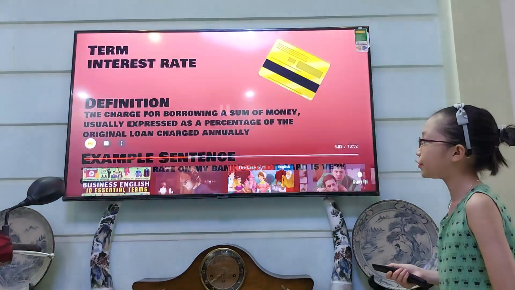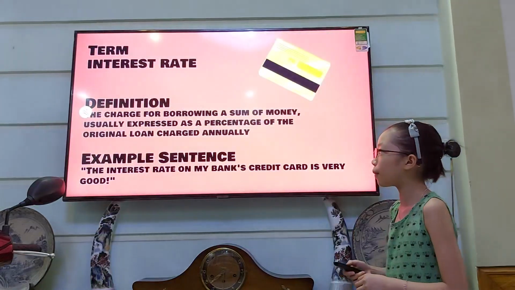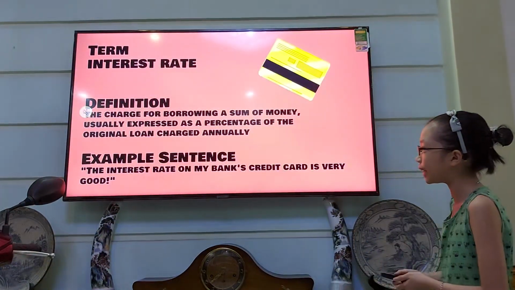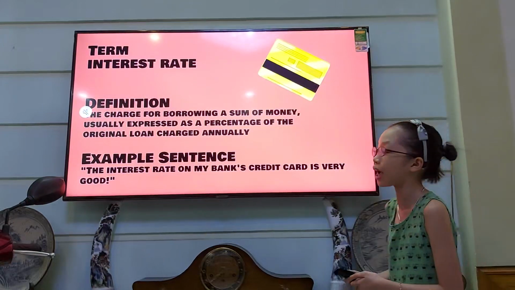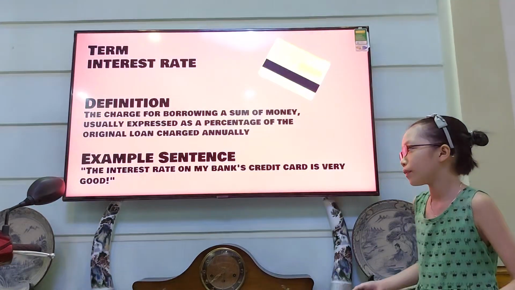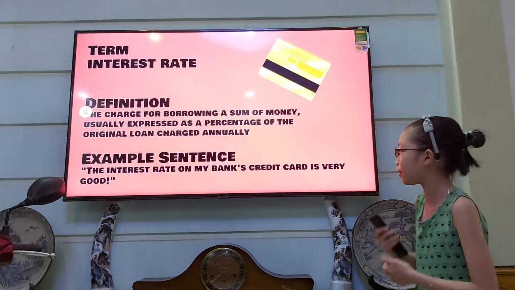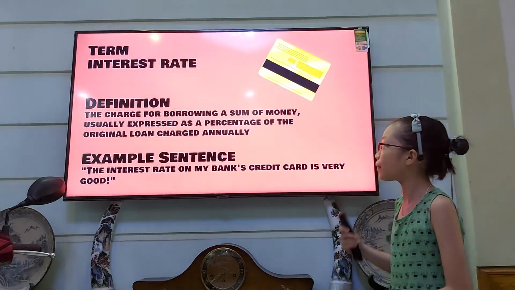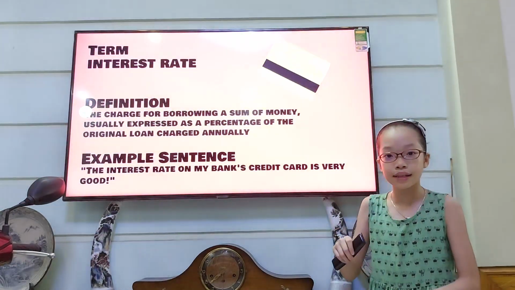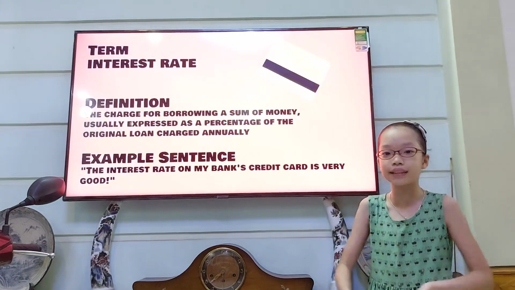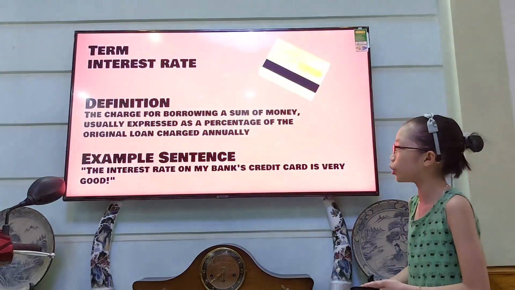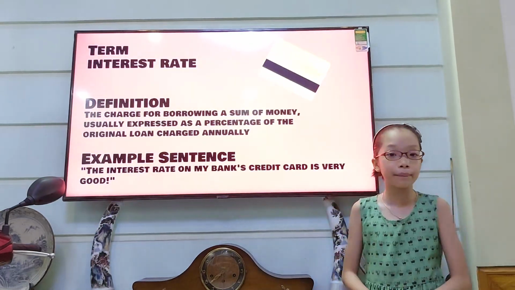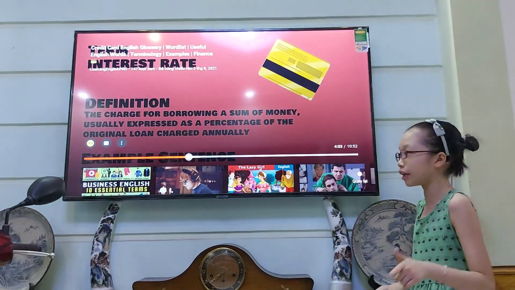We have interest rates. It is the charge for borrowing a sum of money, usually expressed as a percentage of the original loan, charged annually. So for example, "The interest rate on my bank's credit card is very good." The interest rate is usually expressed as a percentage, like 50%, 100% of the original loan charged annually. So the rate now is really good. You're happy about that. That's a good thing about credit card.